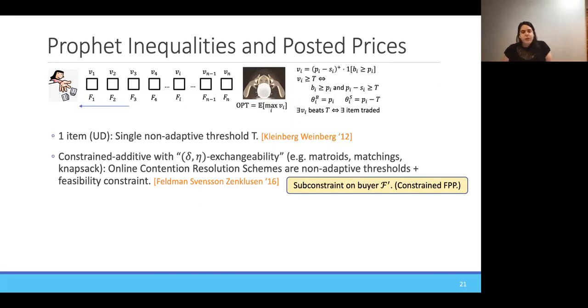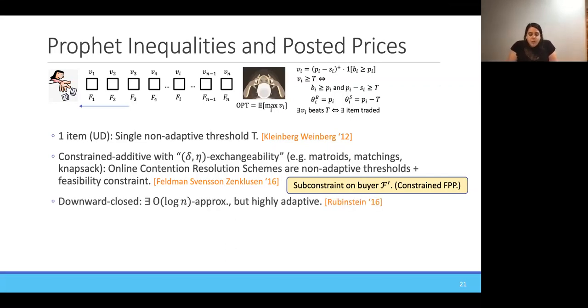Now, it's a similar mapping from that type of profit inequality result. But when you move to downward closed, there is a profit inequality result from Aviad Rubinstein, but it's highly adaptive, so that's not going to work. And in fact, Moshe et al. have a lower bound, so we know that such an approach is not going to work.